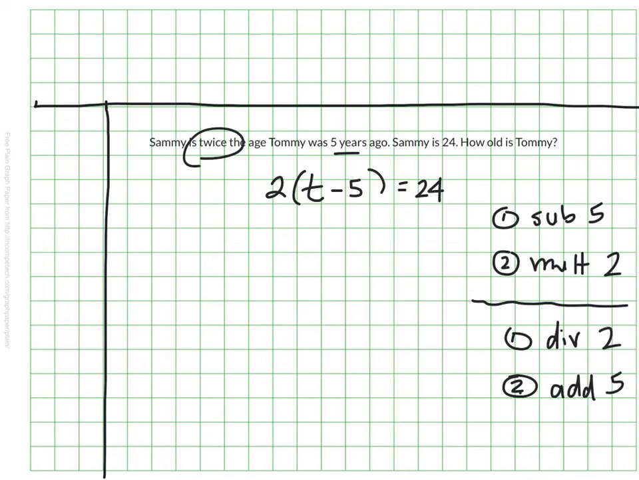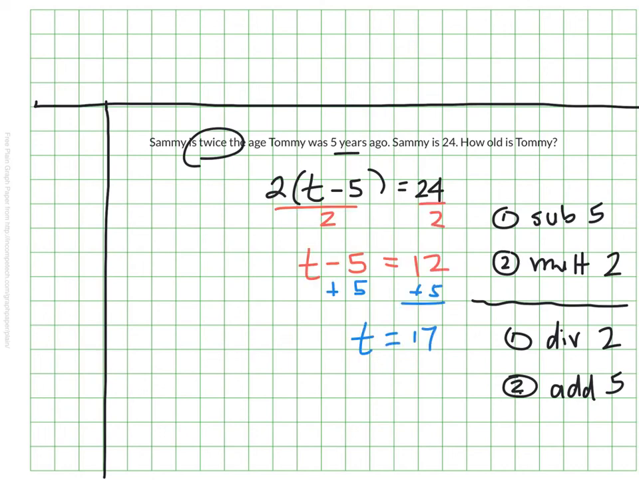How'd you do? Hopefully we can agree that to solve this, we're going to need to first divide by 2, and then we're going to have to add 5. Go ahead and take a moment, pause the video, and solve this for yourself, and then we'll again check back and see how you did.